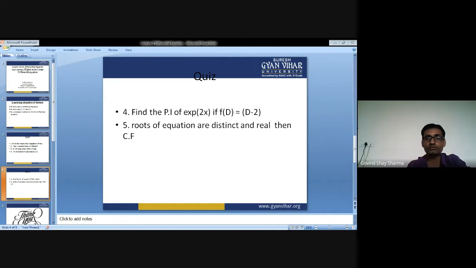Now thank you very much students for listening, and keep focus on the constant coefficient method, because this method is used for further process. In the next lecture we will discuss the variable coefficient. In variable coefficient we change variable coefficient into constant coefficient. Okay, so students, continue with this series.